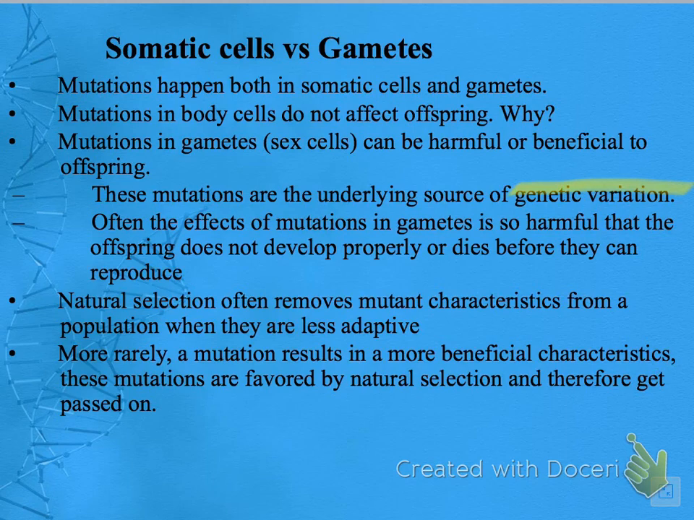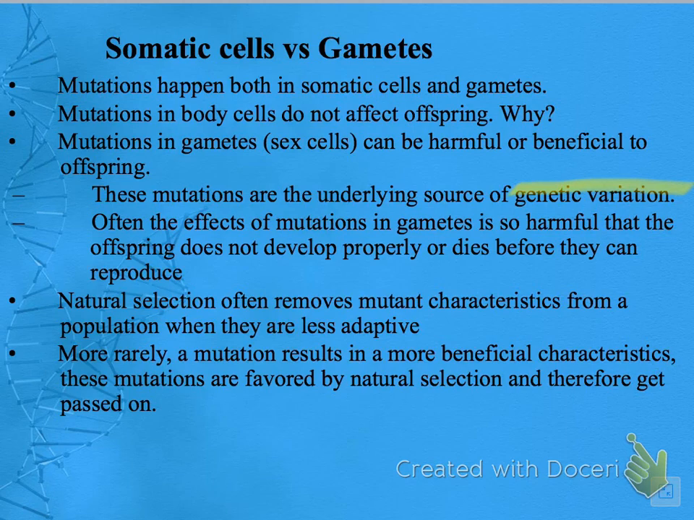Often the effects of mutations in a gamete are so harmful that the offspring doesn't develop properly or dies before they can even reproduce. So if you wind up having weird mutations, and I'm sure you've seen pictures before of like a calf, like a baby cow, that has extra limbs or an extra head, all sorts of weird stuff, those are considered mutations, and as a result, what winds up happening is that organism isn't able to fend for itself, it's the weakest one in the herd, it gets picked off by predators, or it can't reach its food source, it starves to death. All sorts of horrible things can happen as a result of mutations. So natural selection is going to be the one that's going to remove that mutant characteristic from a population. They're not able to adapt to their environment, they become a large target for predators.